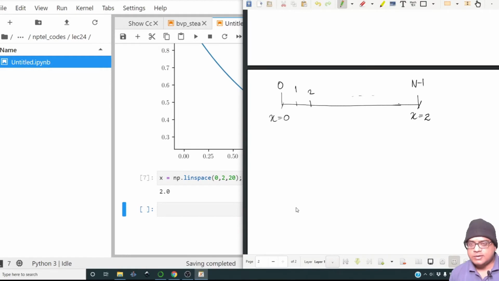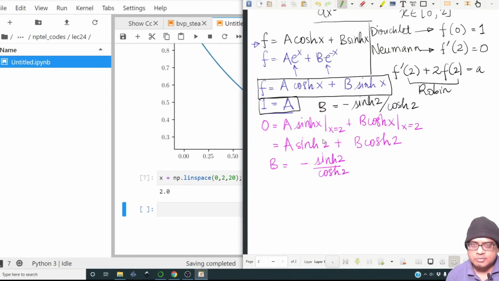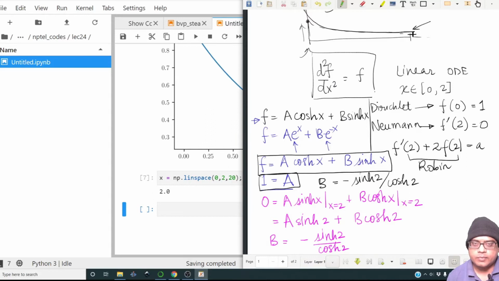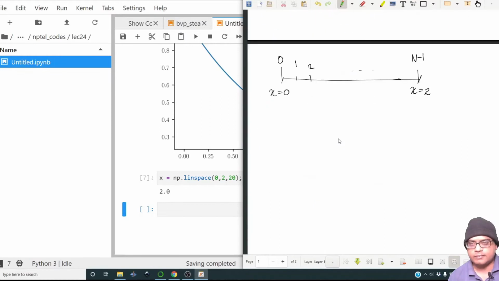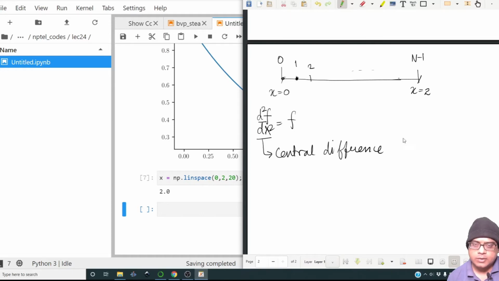Alright, so now our task is to discretize this particular equation on this grid. So we have d2f dx2 equal to f. How do we discretize a function at a point? I must write the function in terms of the neighboring points. The very easy way of doing it is writing a central difference approximation.